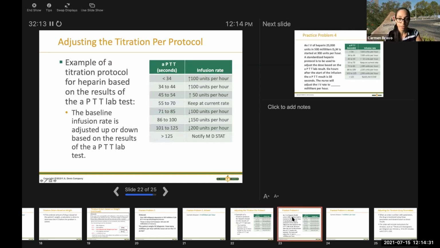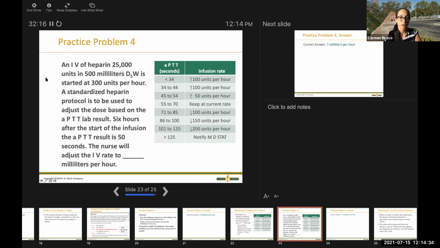Okay. So following the protocol, you have an IV heparin, 25,000 units in 500 milliliters, that was started at 300 units per hour. Let me see where it says the lab result. A standardized heparin protocol is to be used to adjust the dose based on the PTT lab result. 6 hours after the start of the infusion, the PTT is 50. So somewhere around here. The nurse will adjust the IV rate to how many milliliters per hour.